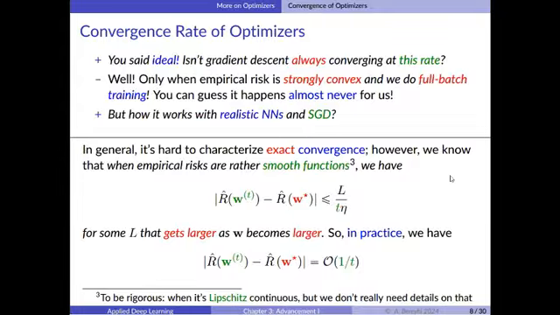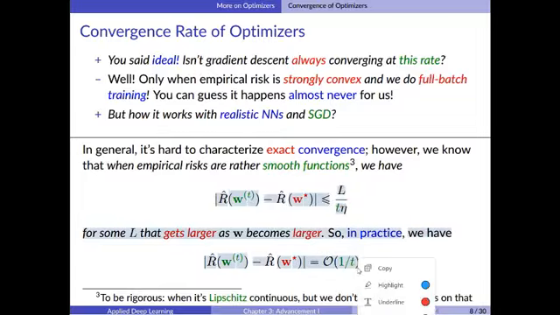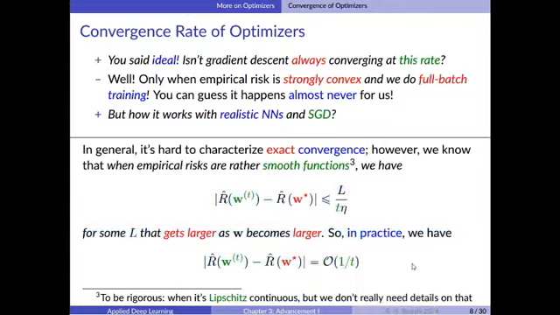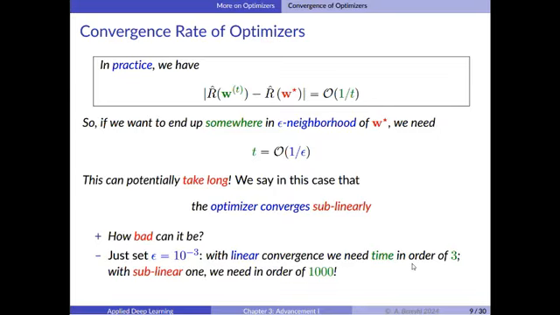So we have this conclusion. As you can see, when W gets larger, L gets larger too, and so the order of this can be written as O of 1 over T. So for the convergence rate of optimizers, if we want to end up in an epsilon neighborhood of w star, we need T equal to O of 1 over epsilon, and it is somewhat long because the optimizer converges sublinearly.